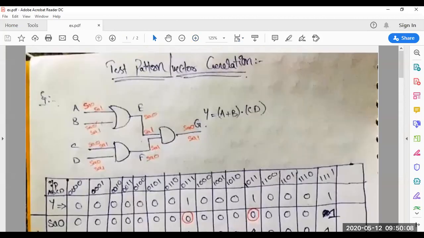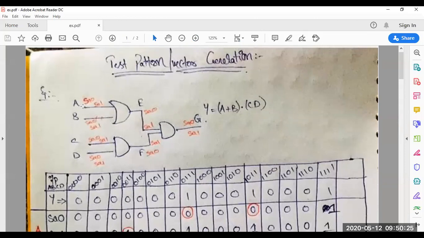So here I have taken the same circuit with A, B, C, and D inputs, 4 inputs, and 1 output. For this logic circuit, we'll be getting the output Y equals A plus B into CD. If I treat each and every input as faulty, stuck at 0 and stuck at 1, then I have 7 into 2, 14 faults that can be identified.